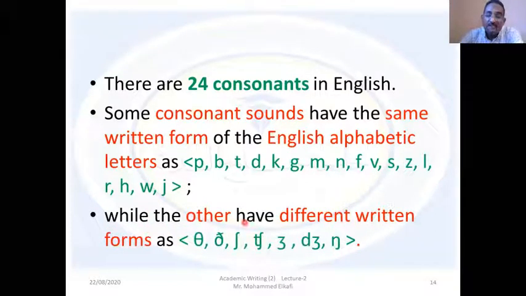Also, we have some other consonants that have different written forms. They are different from the alphabetic letters of English. So here we have this one, for example, pronounced as th, th, th. So the tongue touches the upper teeth. This one is the voiced th. Also, the tongue touches the upper teeth.